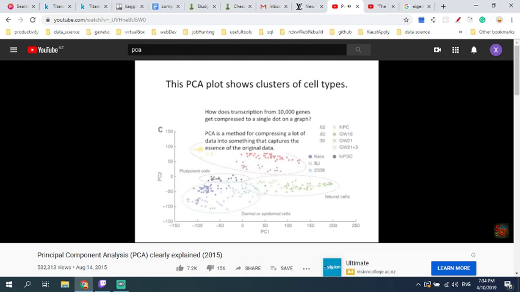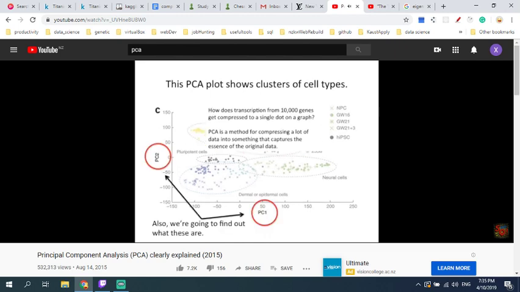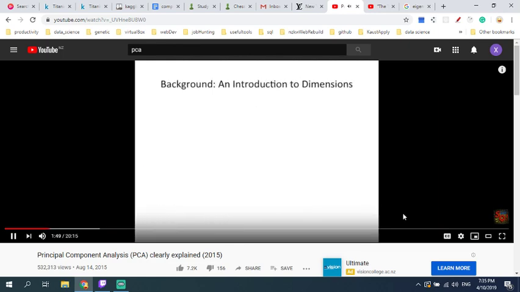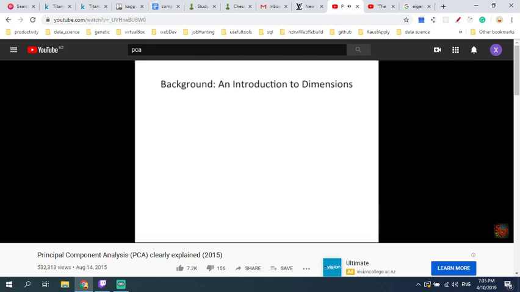PCA is a method for compressing a lot of data into something that captures the essence of the original data. In this StatQuest, we're going to learn all about how PCA does this compression. Also, we're going to find out what these axis labels refer to. Before we get to the nitty-gritty of PCA, we're going to cover a little background material. We're going to have an introduction to dimensions. Just to warn you, this is going to seem very, very simple. But just hang in there. You'll be glad we did this. It'll keep your head from exploding.